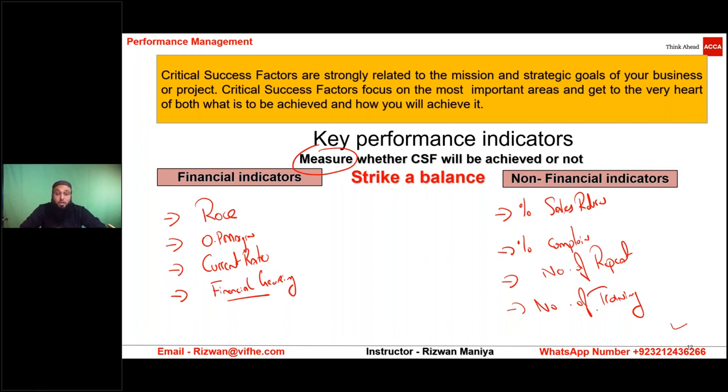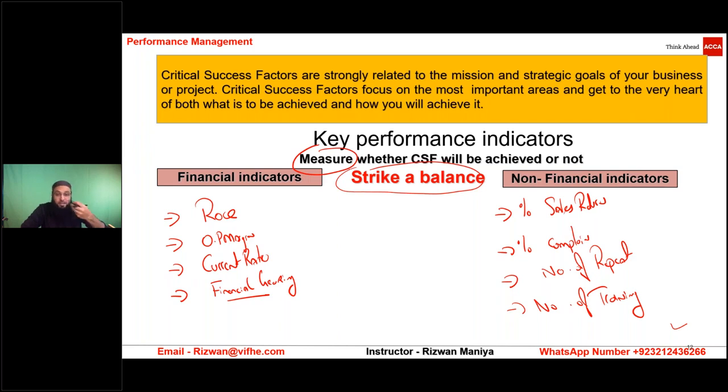So keep this in mind: non-financials are very important for an organization. Importance should not be given just to financials, but to non-financials as well. That is why we say we need to strike a balance between financial and non-financials. If you want to perform well in performance measurement, non-financial should be your strength.